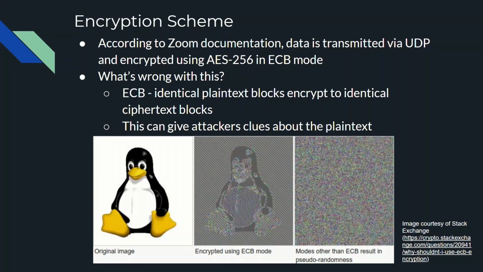Upon researching this, I found this image kept popping up everywhere I was looking. The ECB penguin, you can Google it and this image will pop up. On the left we have the original penguin. In the middle, we have the penguin encrypted using ECB mode. As you can see from the leftmost image to the middle image, you can still tell it's a penguin because, again, the identical plaintext blocks encrypt to identical ciphertext blocks. So you're going to want to use another mode of AES-256 in order to make this more secure and generate pseudo-randomness.